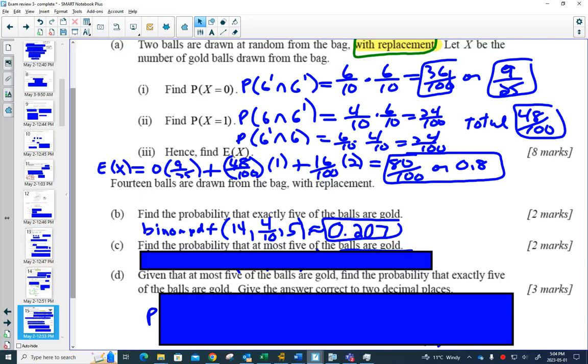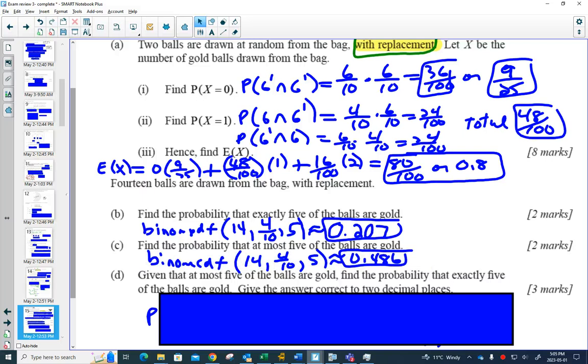Find the probability that at most 5. This is at most, so binomial CDF. Okay, 14 trials, 4 out of 10, and when you plug in a 5 in there, it will count 0, 1, 2, 3, 4, and 5, and add them up.